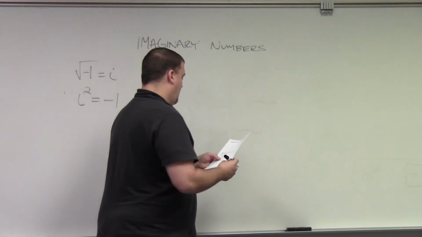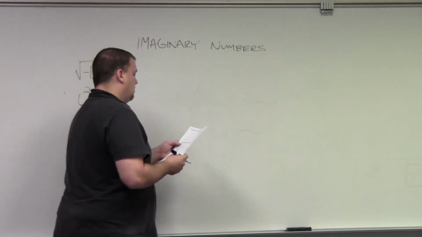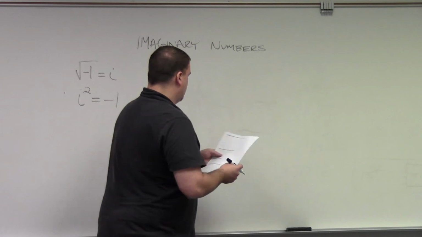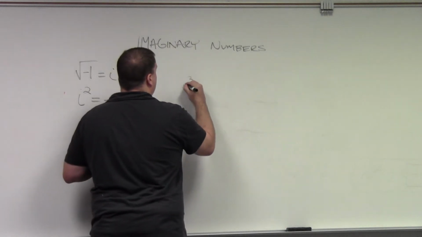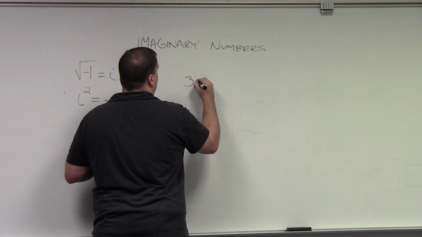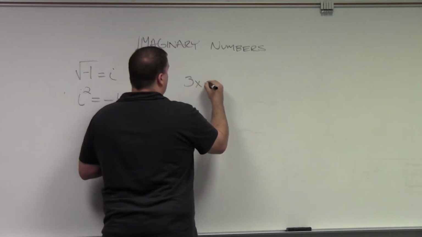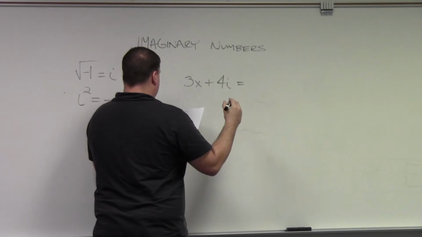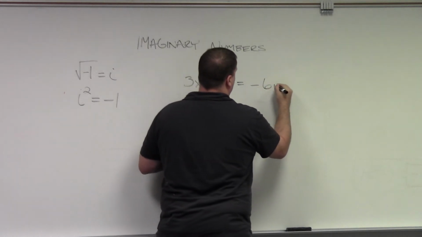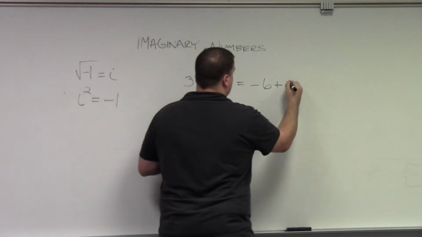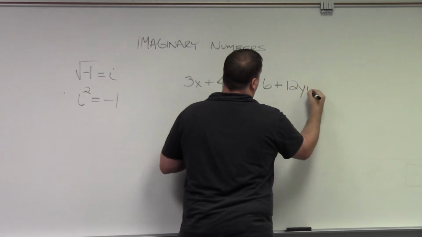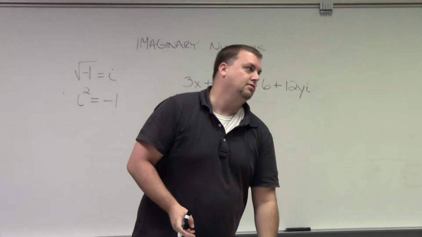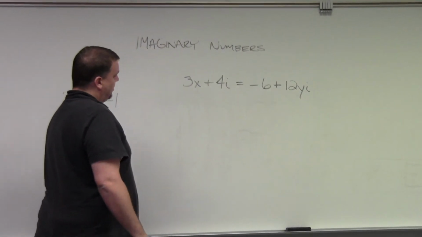Okay. All right, so the next section says finding real numbers using complex numbers. So let's say I have 3x plus 4i, and that's equal to negative 6 plus 12y i. A lot of letters, few numbers. What does it all mean?